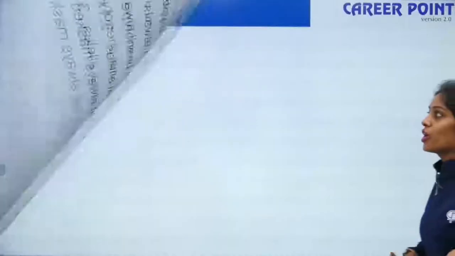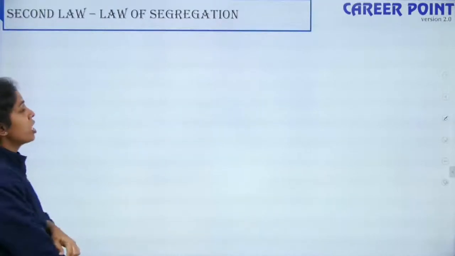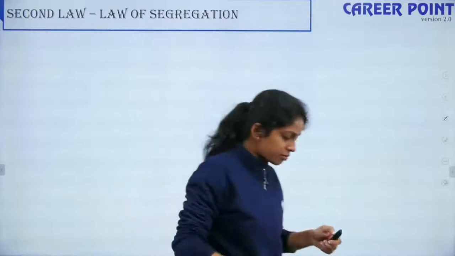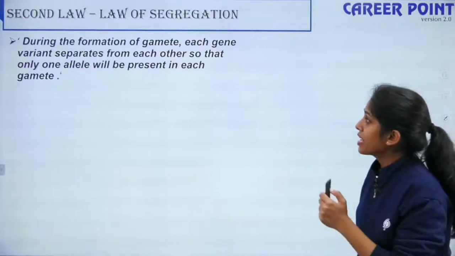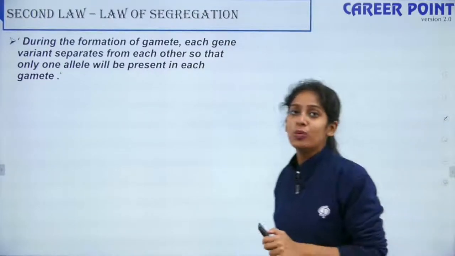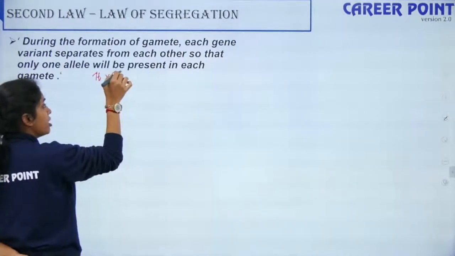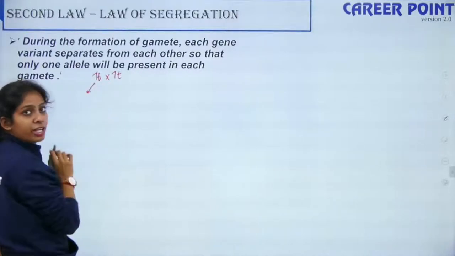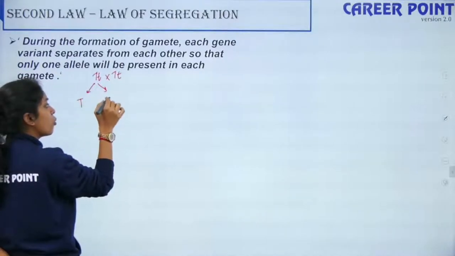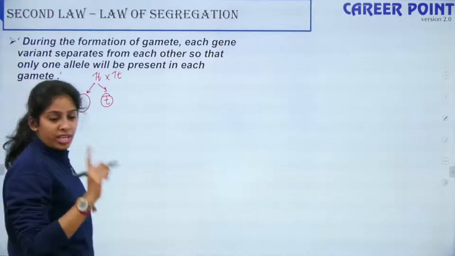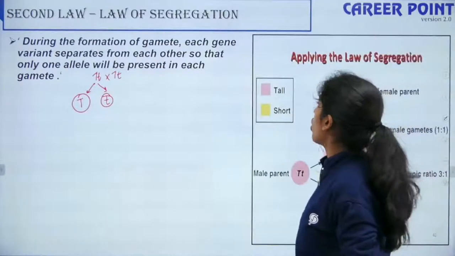Fine. Now, moving on to the next law, the law of segregation. This is also based on inheritance of one gene. During the formation of gametes, each gene variant separates from the other so that only one allele will be present in the gamete. So, if I am doing selfing in the F1, either this can segregate independently of that, or that can segregate independently of this. But the gamete will have any one of the alleles alone. A gamete is haploid, it will have only one of the alleles, it will not have a pair of alleles. That is the law of segregation.